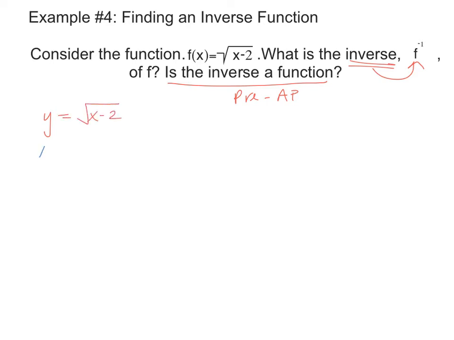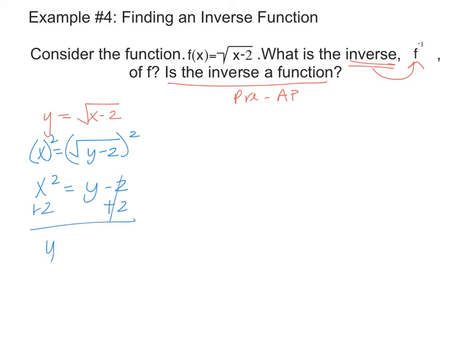So when I switch, I'll have x equals the square root of y minus 2. Okay, we're going to solve for y. So we need to square both sides. We'll get x squared equal to y minus 2. Then we add 2. And we will get y equals x squared plus 2.